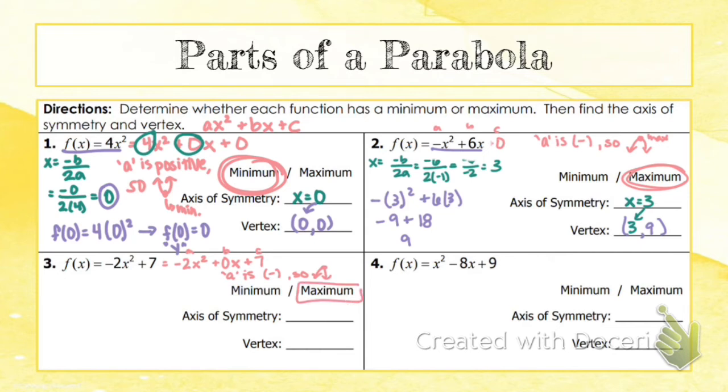All right, now axis of symmetry is x equals negative b divided by 2a. B is 0, so we have negative 0 divided by 2 times a, which is negative 2. Well, 0 divided by anything is just 0. So our axis of symmetry is x equals 0. And then, of course, our vertex has an x coordinate of 0. And then we'll find out what the y value is by plugging 0 in for x. So negative 2 times 0 squared plus 7. 0 squared is 0. So 0 plus 7 equals 7. And that's what will go here.